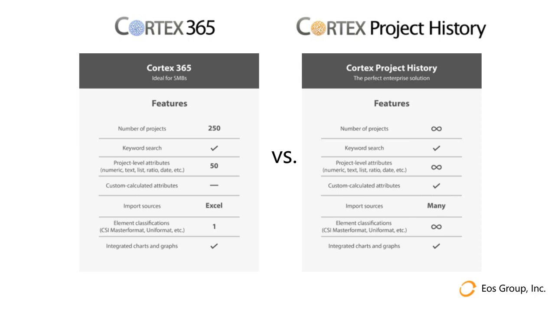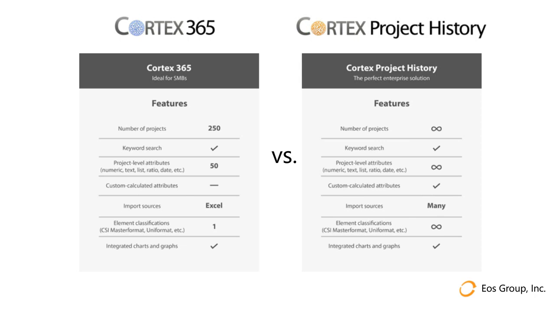Probably one of the other differences is that the element or the cost structure that you choose in Cortex 365 would be limited to one of those, whether that's a standard library such as CSI's MasterFormat or UniFormat, or an internal cost structure. A much more detailed matrix of the differences of those systems has been provided for you in the resources window of your console, so you can access that. And certainly if you have any questions about that, we're more than happy to help afterwards.